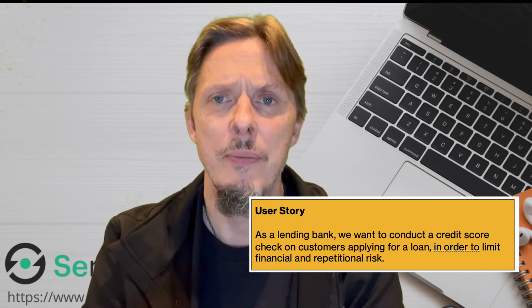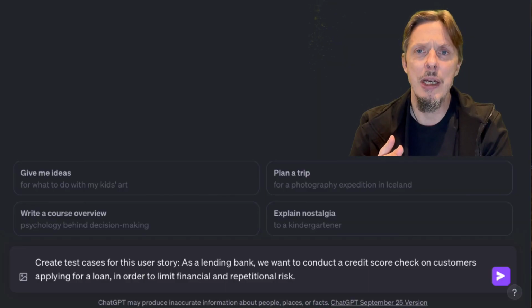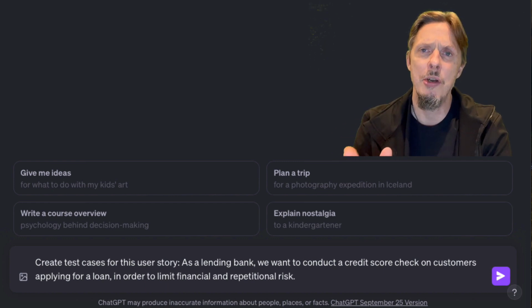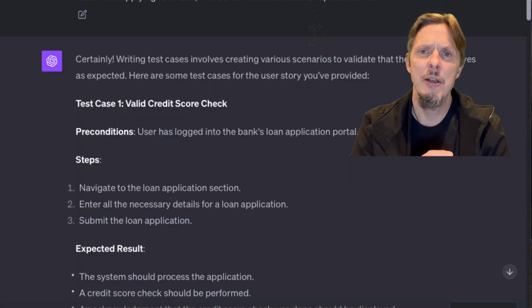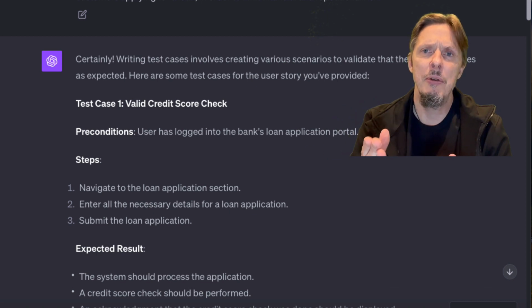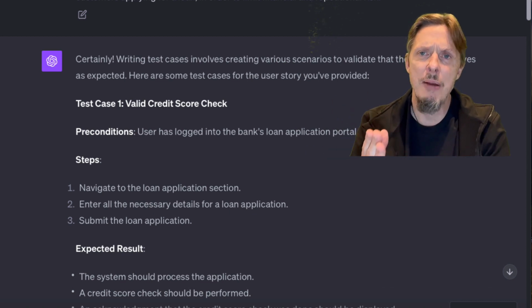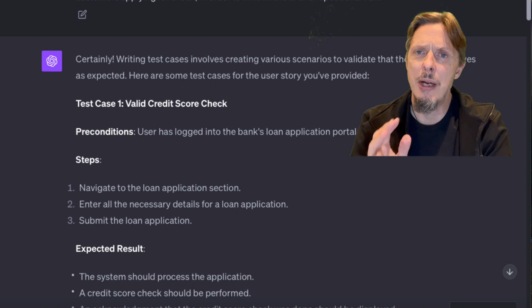Let's find out. So here on the screen, you can see I'm asking ChatGPT the way most people would use it. They just blurt out the question, create some test cases for this user story. And here's what we get. I mean, the exact output will vary each time you use it. If you try this at home, you might get a different answer.